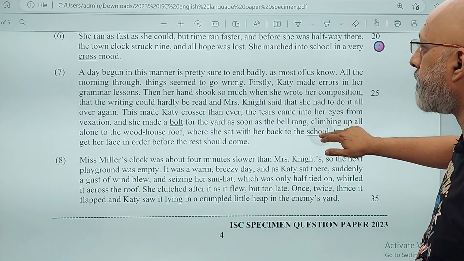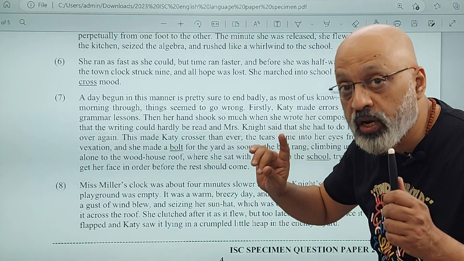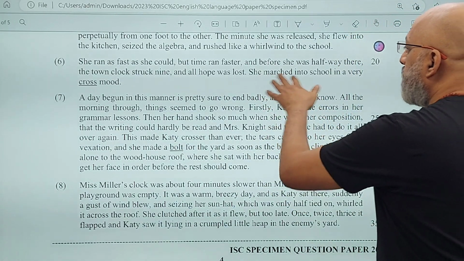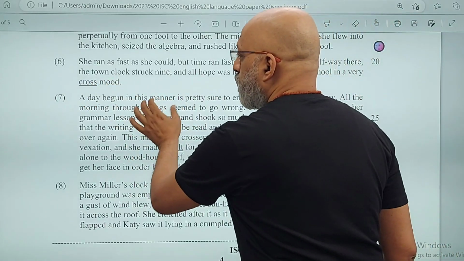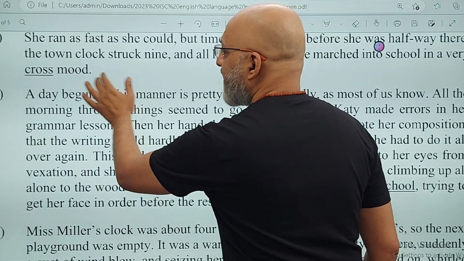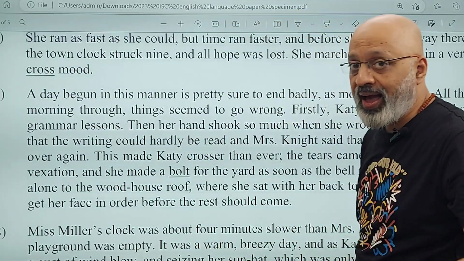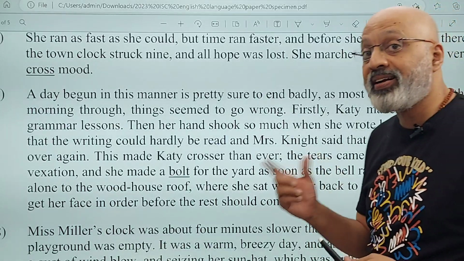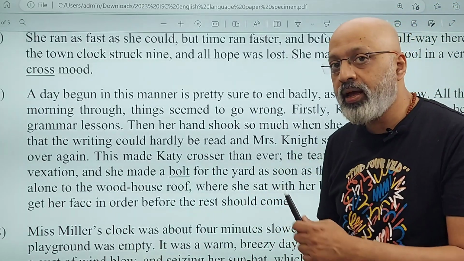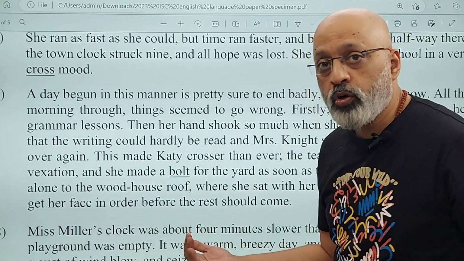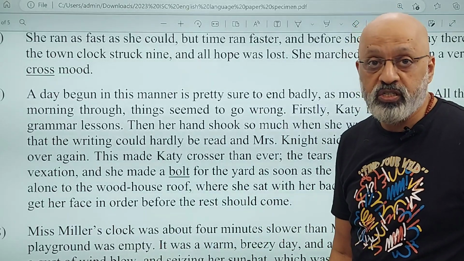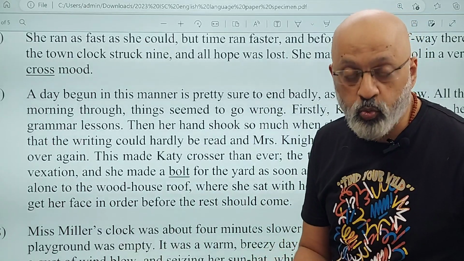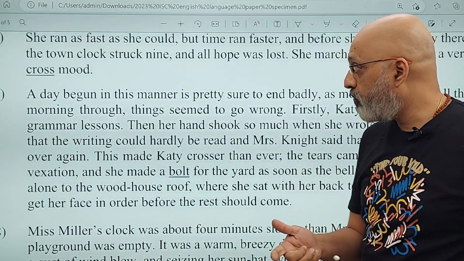Yeah. Sorry, it has been used in a noun kind of a thing, right? She marched into school in a very cross mood. So cross out here means that she was in a very annoyed or very angry mood. So you need to use it in a different sense. Now you can say, I saw him cross the street on my way to school. That is one way when you use it as a verb, right?